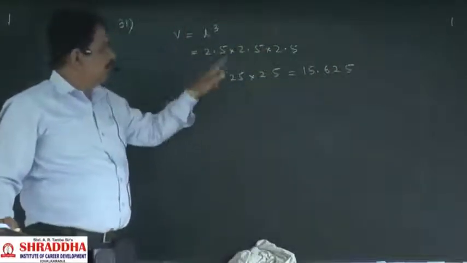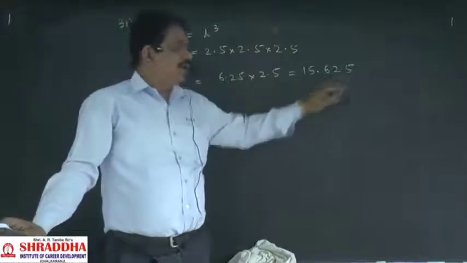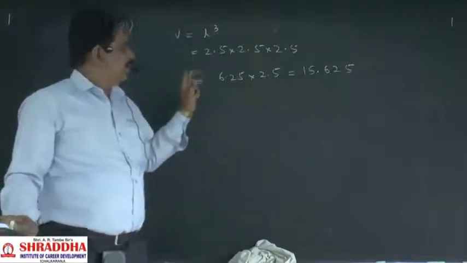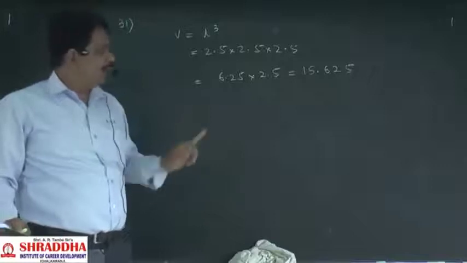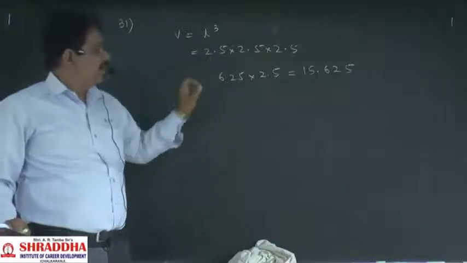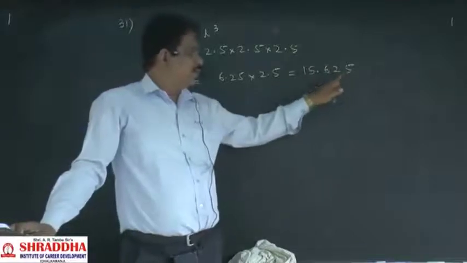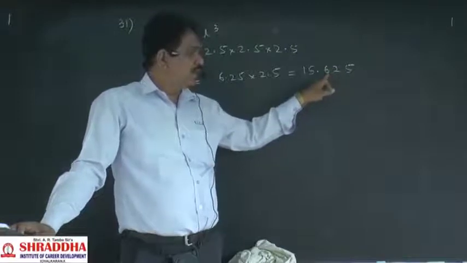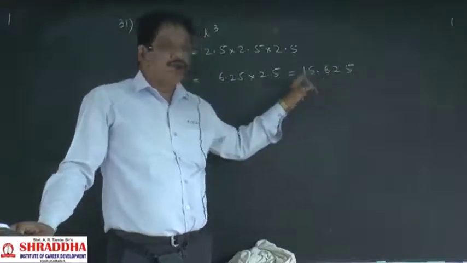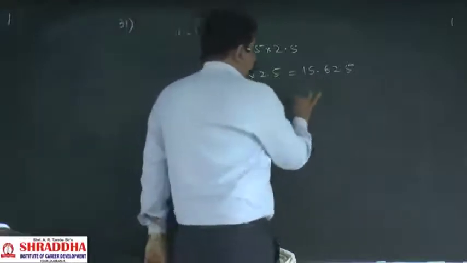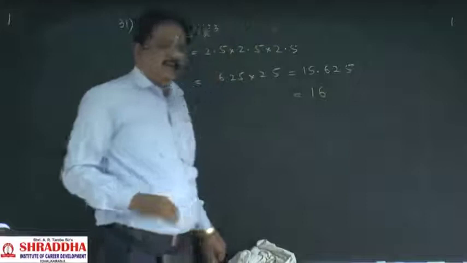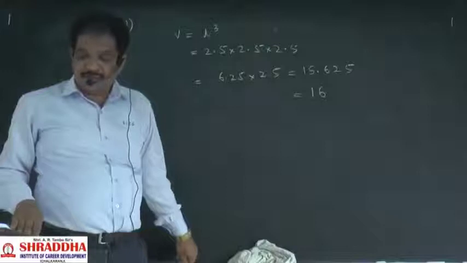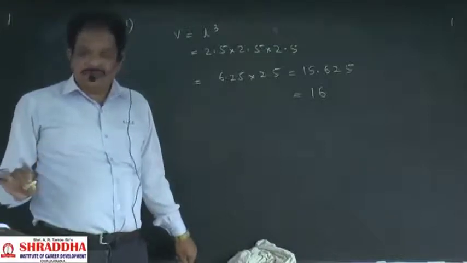So volume will be equal to 15.625. Clear? It should be rounded to 2 significant figures, because it is having only 2. Remove this 5. 2 will not change. Remove this 2. 6 will not change. Remove this 6. 5 increased by 1 means it becomes 16. So 16 will be the answer. Clear? Are you understanding properly this one?